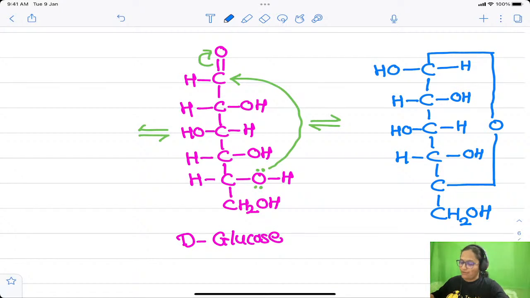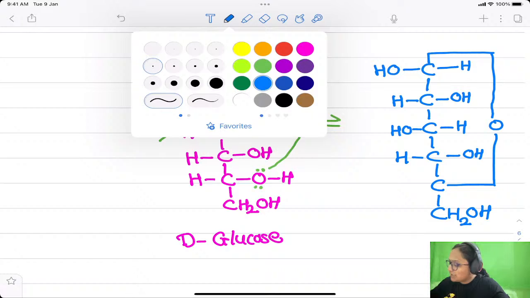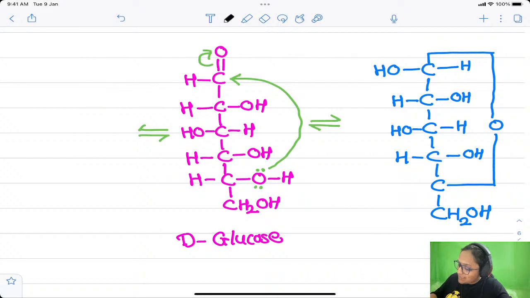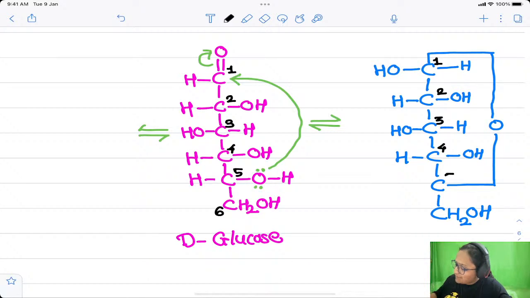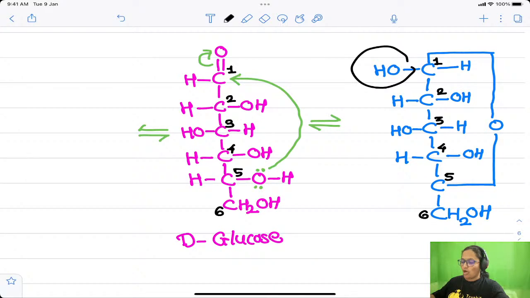So this is the first thing. I'll just number all the carbon atoms so that you will understand. Numbering will start from the aldehydic carbon: 1, 2, 3, 4, 5 and 6. Here also this is carbon number 1, 2, 3, 4, 5 and this is the 6th carbon. So this is the one form in which this OH is on the left hand side.